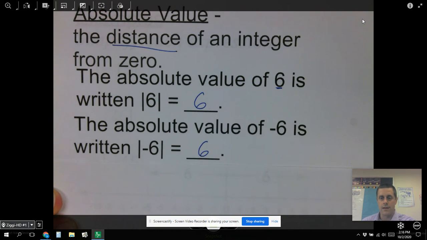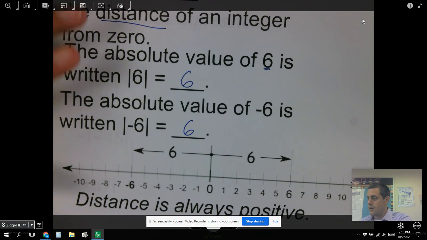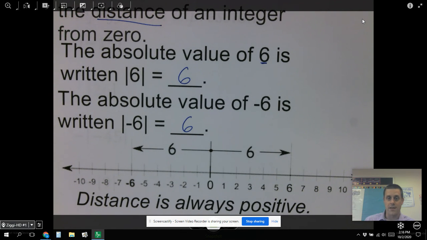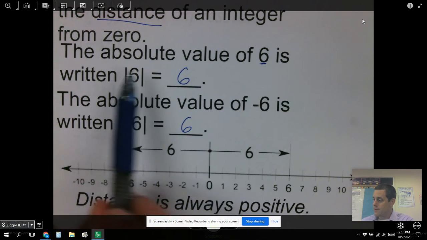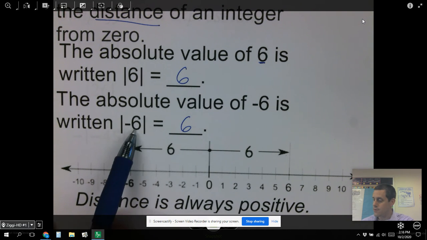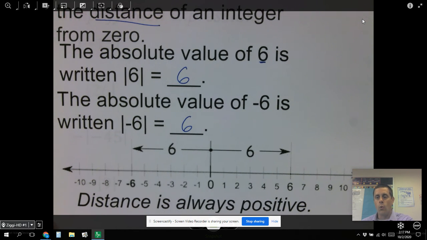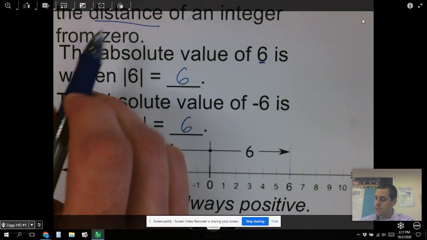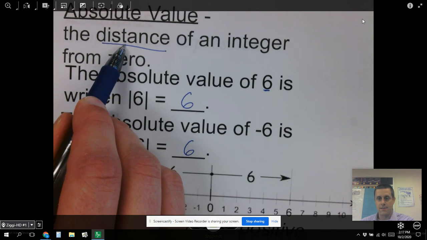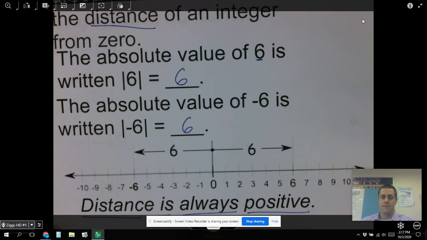So the absolute value of negative 6 is 6. And here's a little illustration showing that distance of 6 and negative 6 on the number line. So the absolute value of 6 is 6 units from 0 to the right. The absolute value of negative 6 is 6 because it is 6 units to the left. One key thing to remember, absolute value measures distance, and distance is always positive.